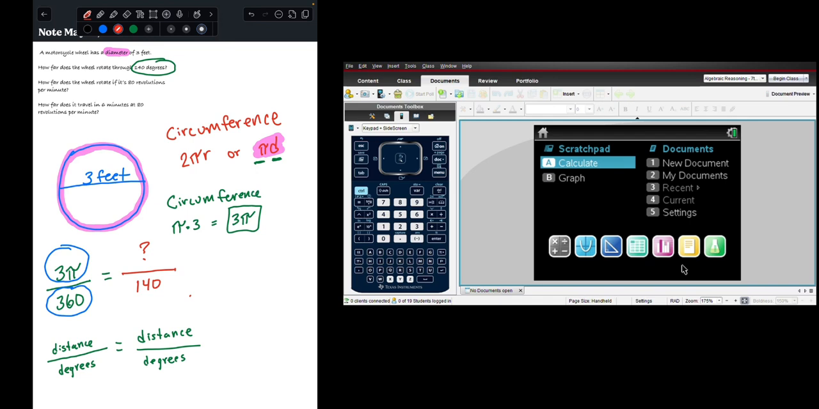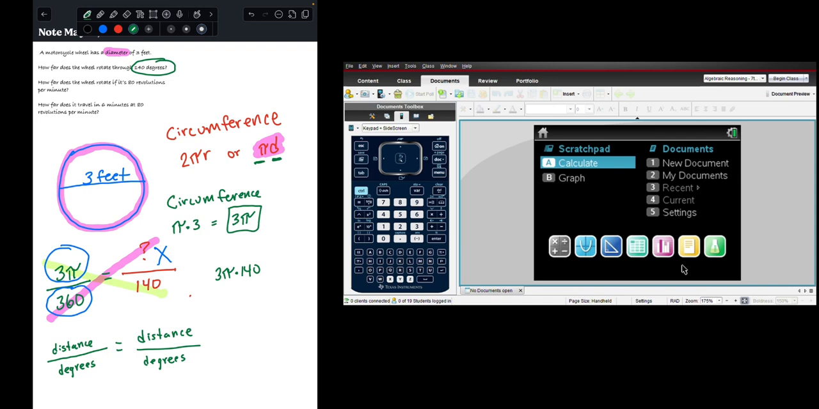Okay, so once we have this set up, guys, all we have to do is cross multiply. We're going to cross multiply these two things right here. Then we're going to cross multiply these right here, okay? Instead of a question mark, guys, I'm going to use the variable x because that's what we're looking for. So what I'm going to do here is multiply the 3 pi times 140. That gives me 3 pi times 140. And again, I'm not going to actually multiply it out.